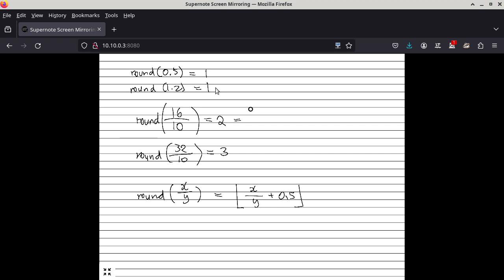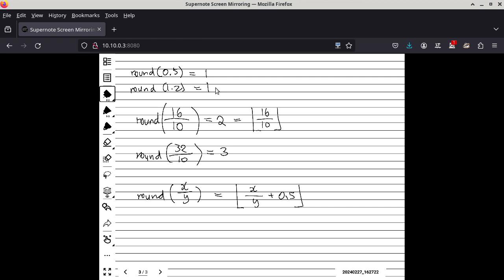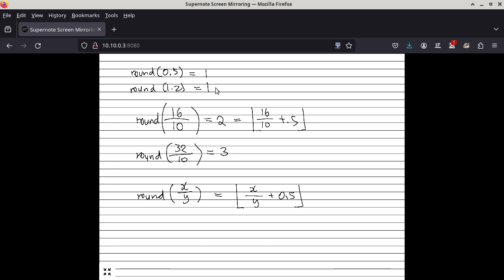So is 2 really the same thing as 16 divided by 10, plus 0.5, and then take the floor? Does that work for you? 16 divided by 10 is 1.6. 1.6 plus 0.5 is 2.1. The floor of 2.1 is indeed a 2. Okay, seems to work out.